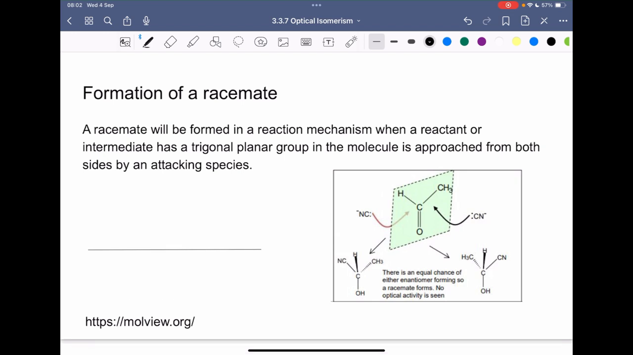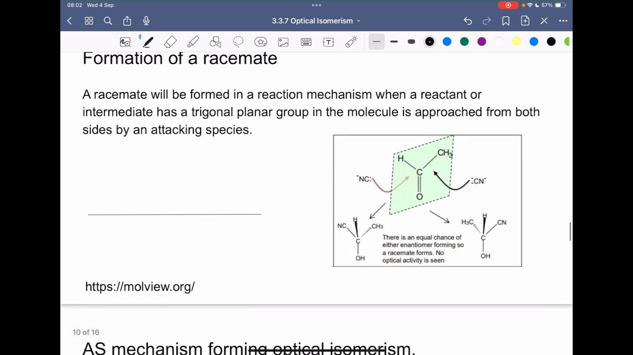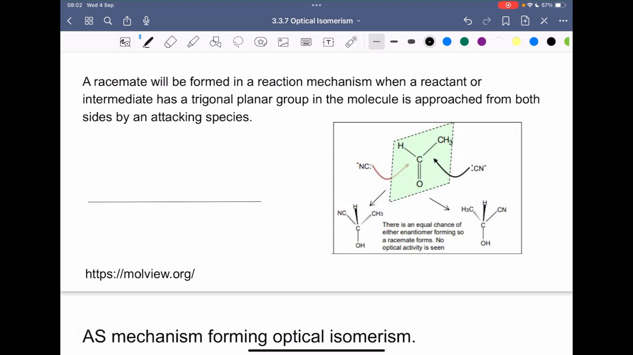A racemate will be formed in a reaction mechanism when a reactant or intermediate has a trigonal planar group in the molecule and is approached from both sides by an attacking species. Okay, so for example, if you have something planar, it means it's flat like this, and your intermediate can either attack from this side or this side, okay? And the side that it attacks on will affect which enantiomer it is, okay?